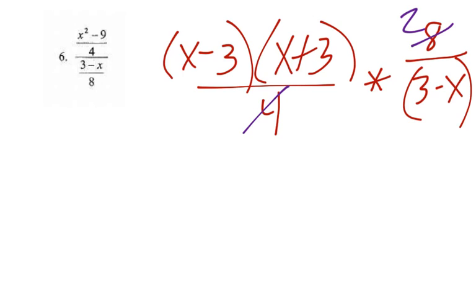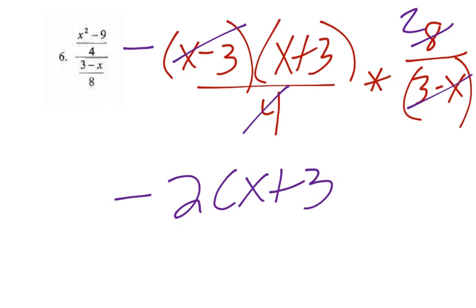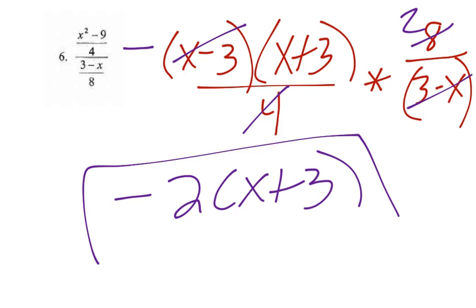X minus 3 and 3 minus x are complete opposites, so if I put that negative out there, it goes away. So I have a negative, a 2, and an x plus 3 on top. There's nothing on the bottom. That's your answer.